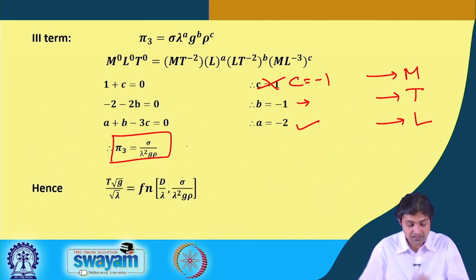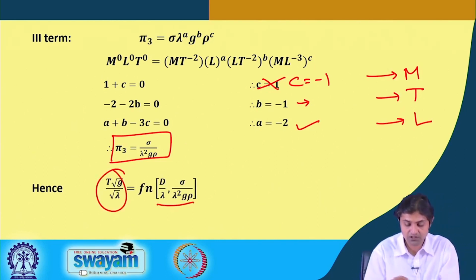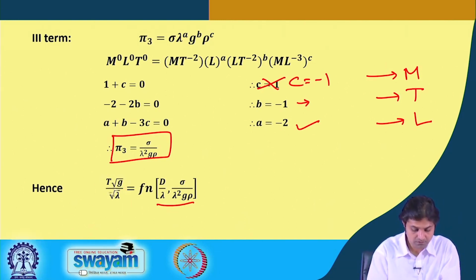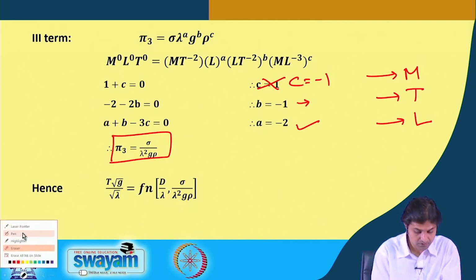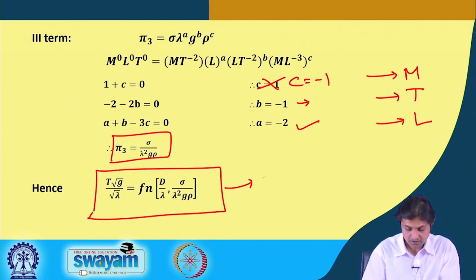Now, the last step is expressing pi 1 or any pi as a function of the other two. So, this is our final result.